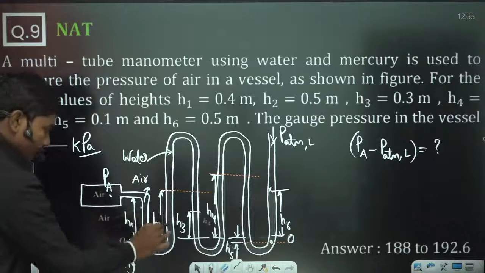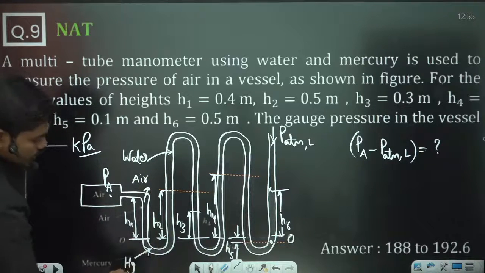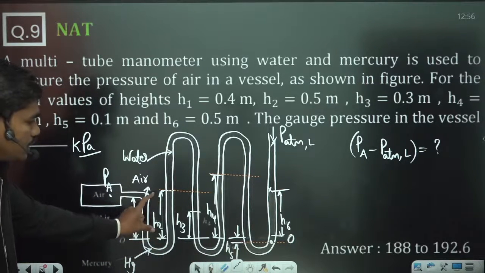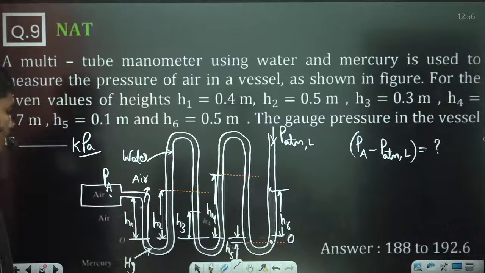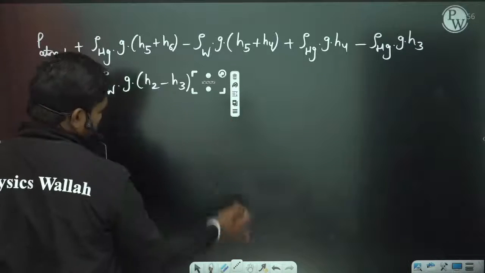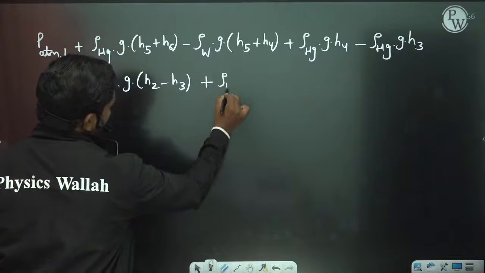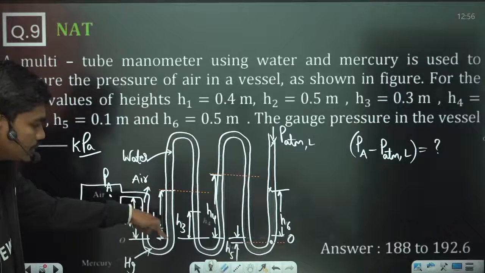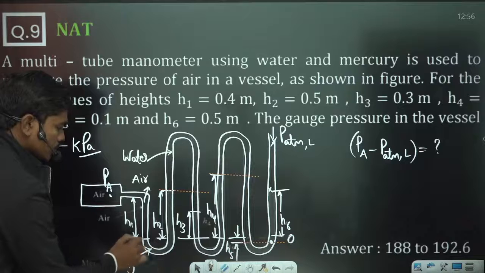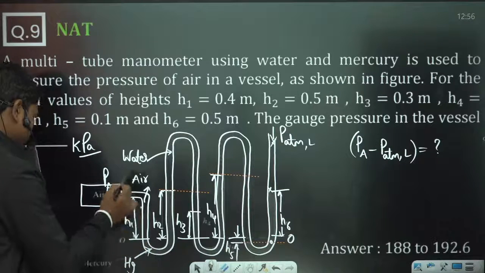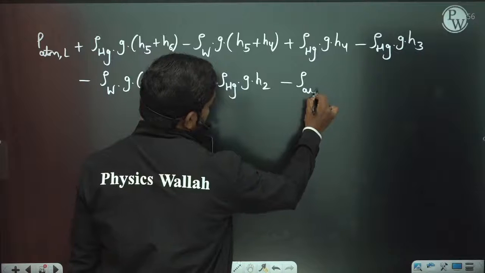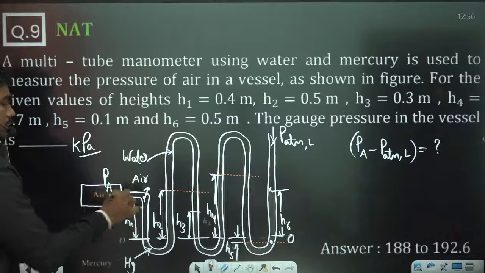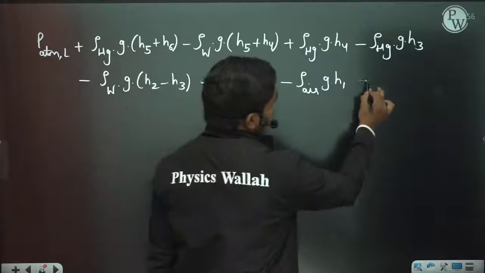Now if you see, this is the mercury interface again. At this interface, density of mercury times G into H2 is in the downward direction, so plus density of mercury times G into H2. Then this is again mercury, so no issue, minus density of air times G into H1. So we finally reached this point. The pressure at these 2 points is the same, so this value is nothing but the same as PA.